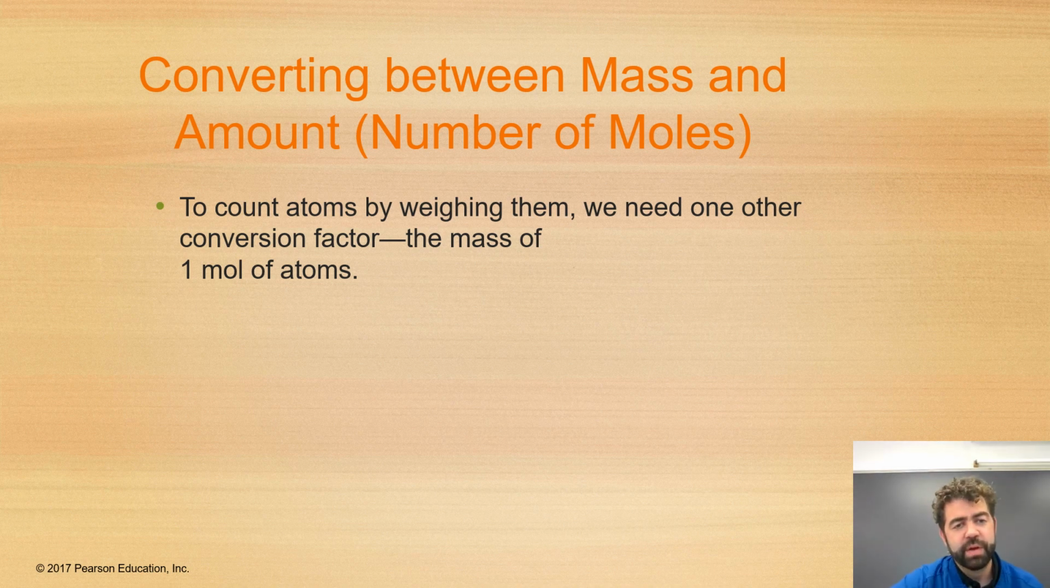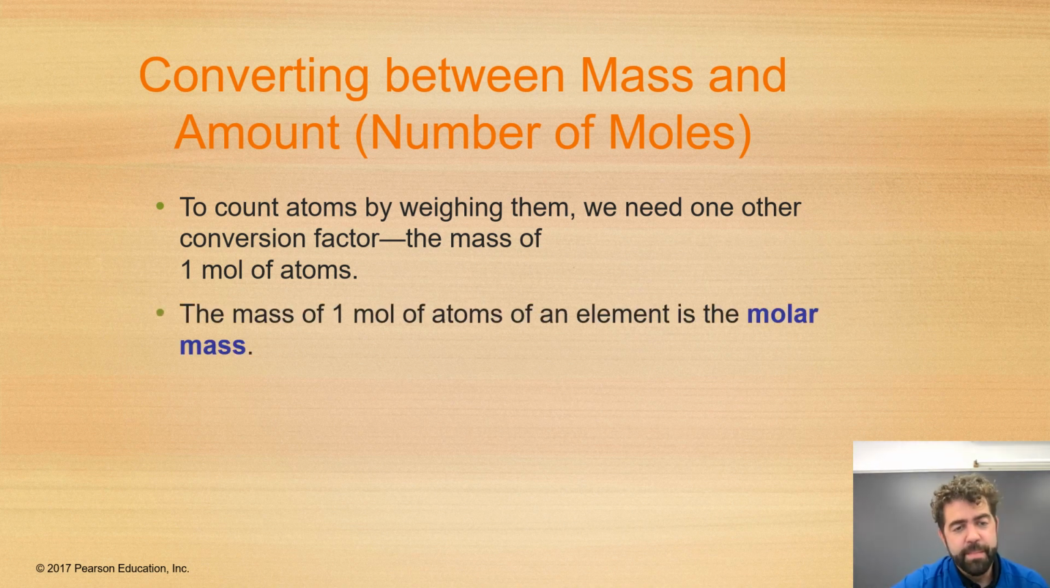Before we take a look at an example, though, to count atoms by weighing them, we need a conversion factor: 1 mole of atoms. So the mass of 1 mole of atoms of any element is the molar mass from the periodic table. For example, if you look at oxygen, it's 15.994. Or, like we said with carbon, 12.011. A mole of atoms, so 6.02 times 10 to the 23rd atoms of a certain element, any element you want, is going to equal the molar mass, which comes from the periodic table.